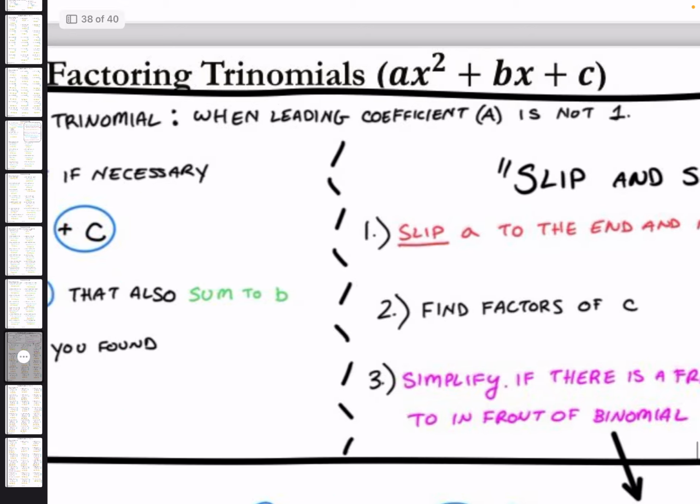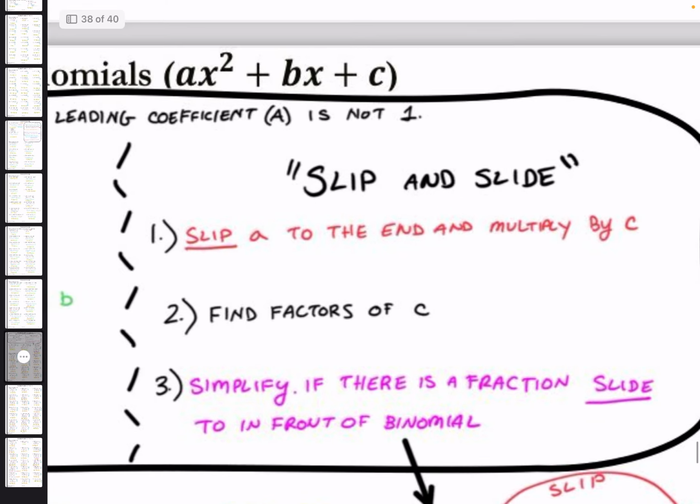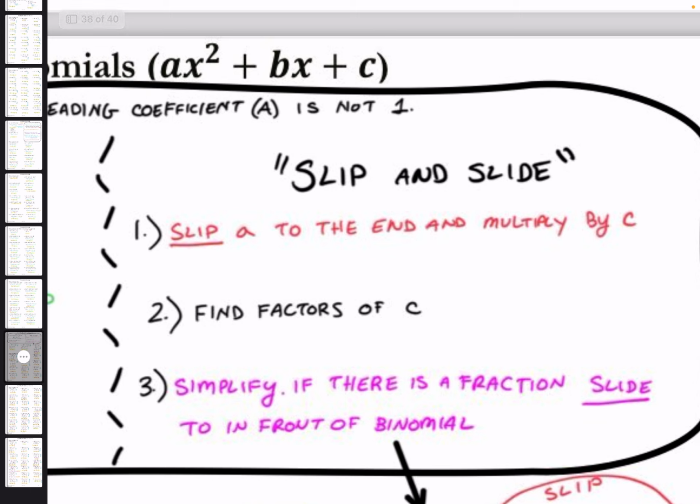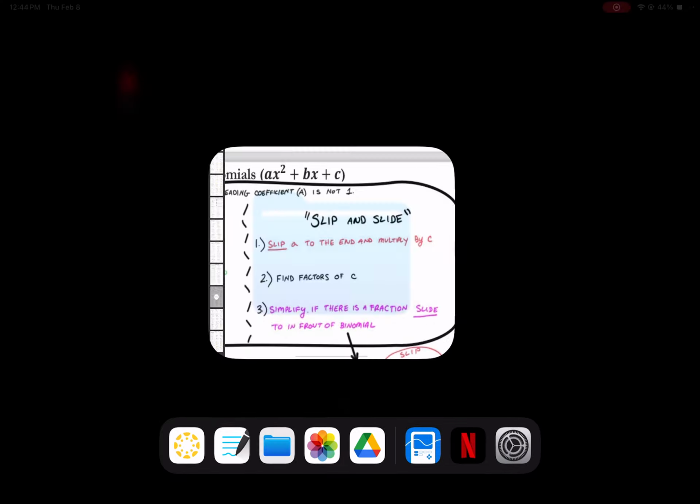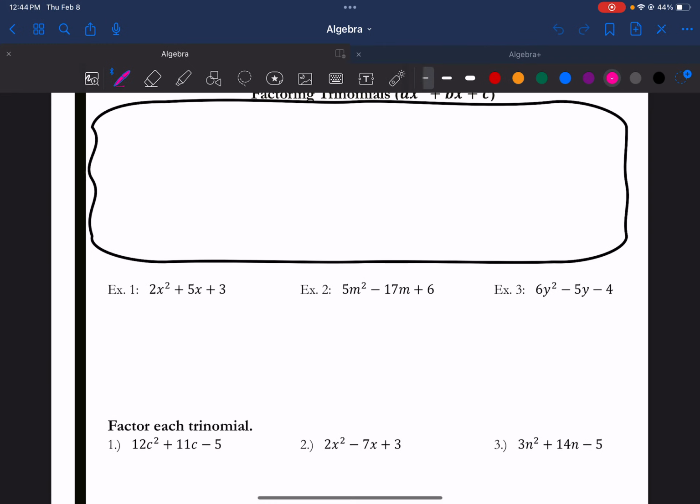The other way of doing this is called slip and slide. First you slip A to the end by multiplying it to C. Then you find factors of C, and then you simplify if there's a fraction that goes in front of the binomial, and you keep working with it. Then we're going to go through the examples. If you need to pause and take notes, go ahead. Let's continue on with example number 1.